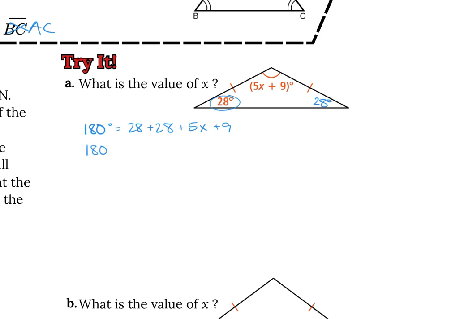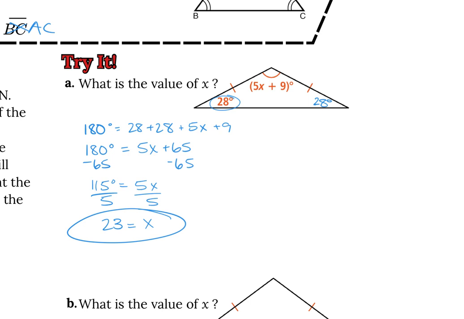Combine like terms. Subtract my 65 over. And then divide by 5. Okay, so my x would be 23.